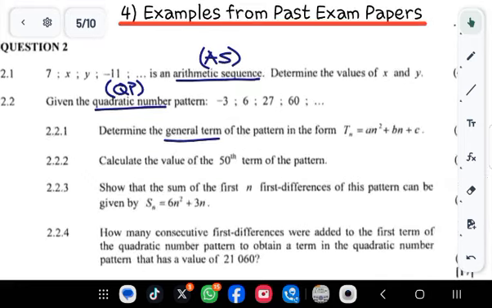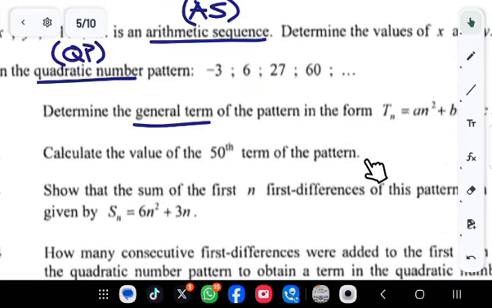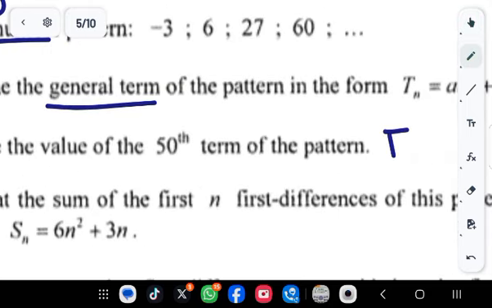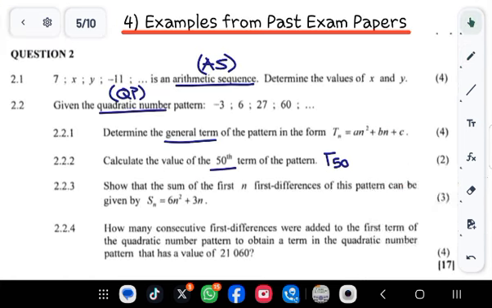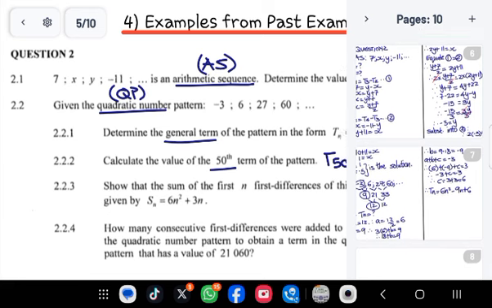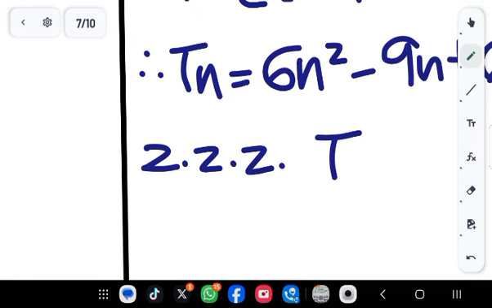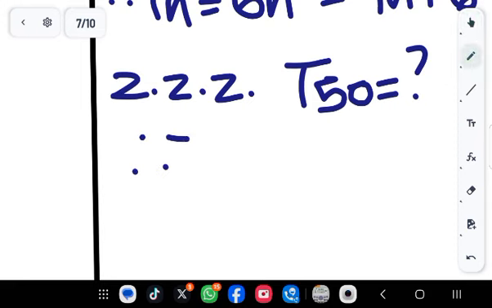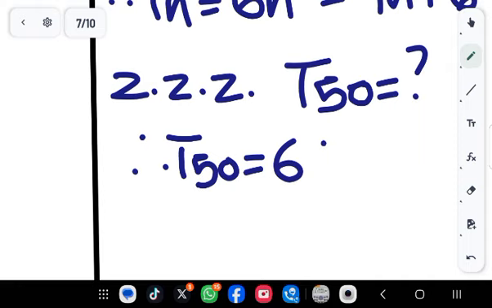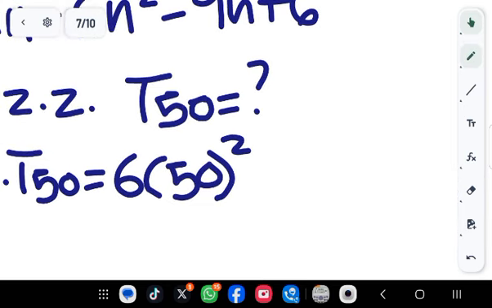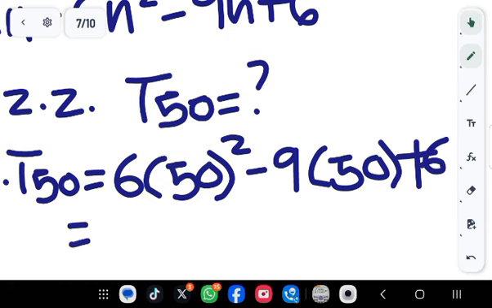Next question, 2.2.2. Calculate the value of the 50th term of the pattern. So that is T50. T50 is very easy to find. T50 is simply equal to 6 in bracket 50 all squared, minus 9 in bracket 50, plus 6. Take out a calculator.